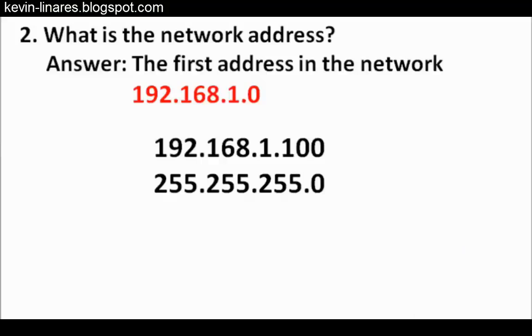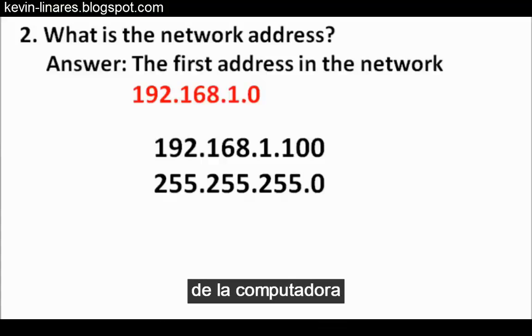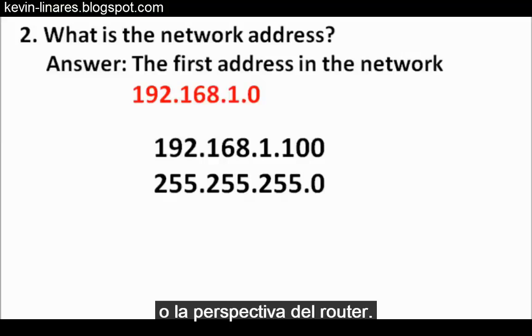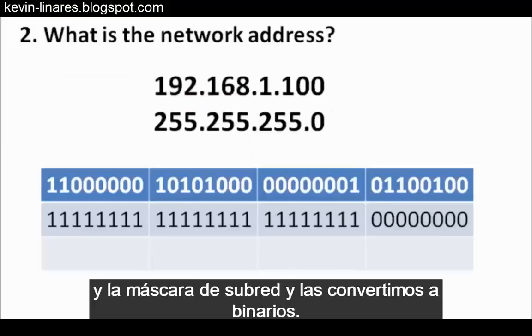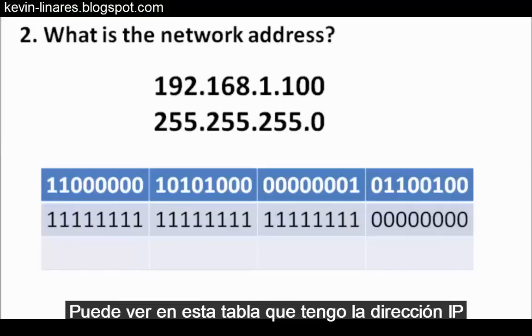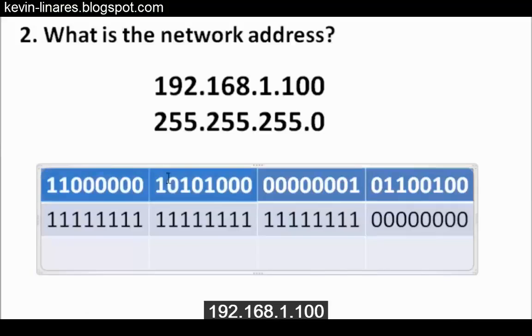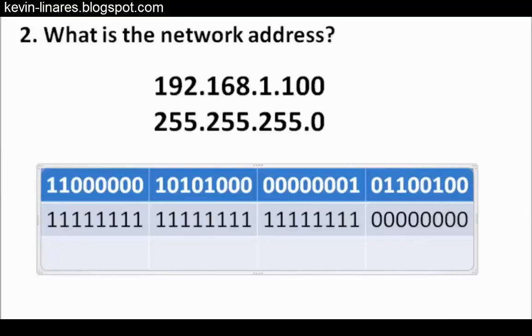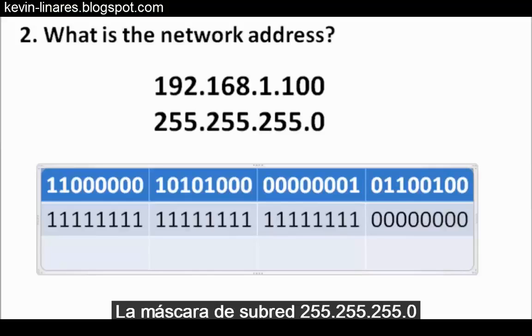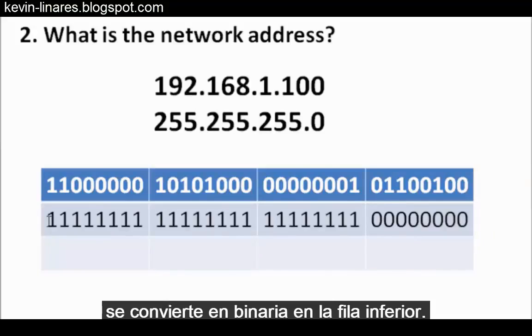192.168.1.0. But let's look at it from the perspective of the computer, or for that matter, the router. How does the router know that 192.168.1.100 with this subnet mask has a network address of 1.0? To do this, we take the IP address and the subnet mask and we convert them first to binary. So you can see in this table, I have the IP address 192.168.1.100 here on the upper row, converted to binary. The subnet mask 255.255.255.0 is converted to binary on the lower row.